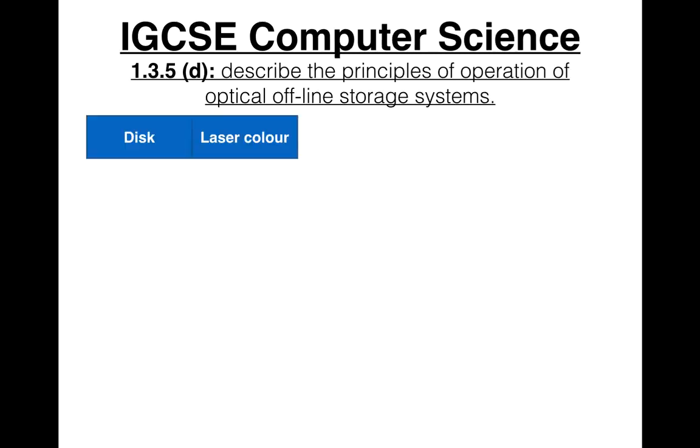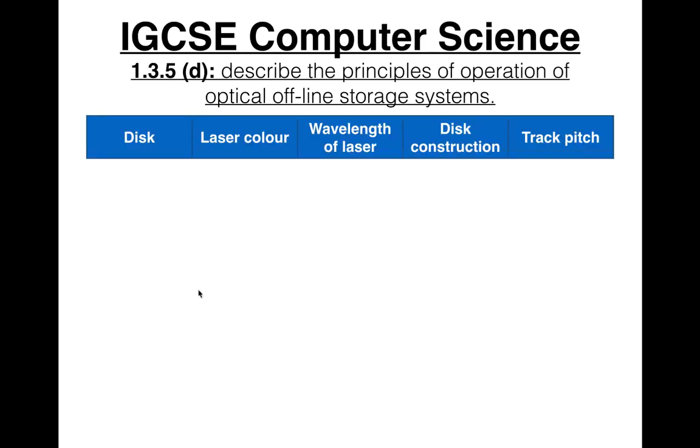So let's look at just a summary of all the features of each disc that we looked at, except for DVD RAM. When we say DVD RAM, we kind of mean DVD but with concentric tracks. So never mind that.